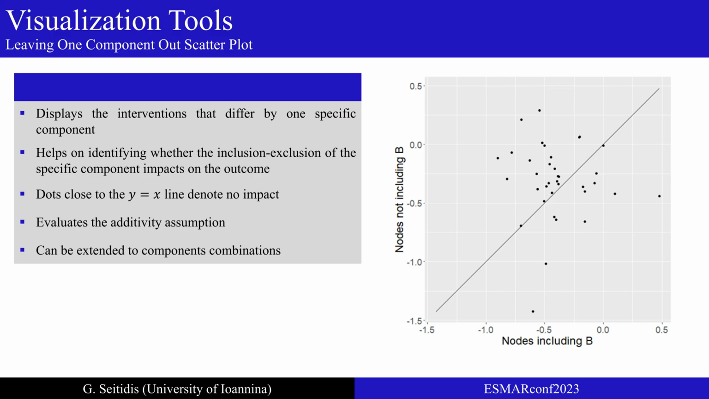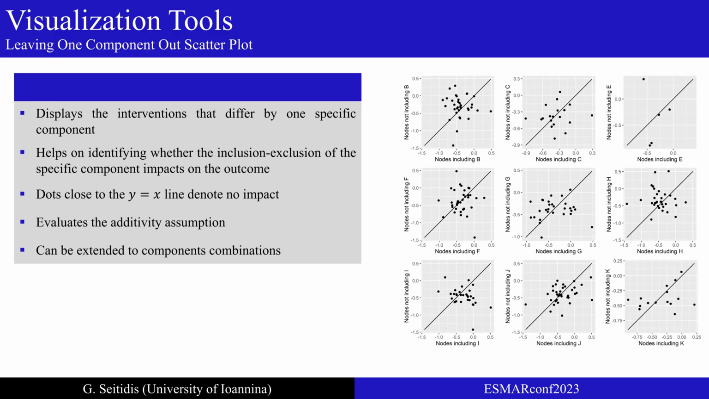Another feature of the scatter plot is that we can visually evaluate the additivity assumption. Additivity implies that the inclusion or exclusion of a component has the same impact on interventions that differ by one specific component. This is expressed in the scatter plot by a line parallel to the line of equality. In our example, we do not observe any parallel line, which indicates that the additivity assumption in CNMA may not hold.